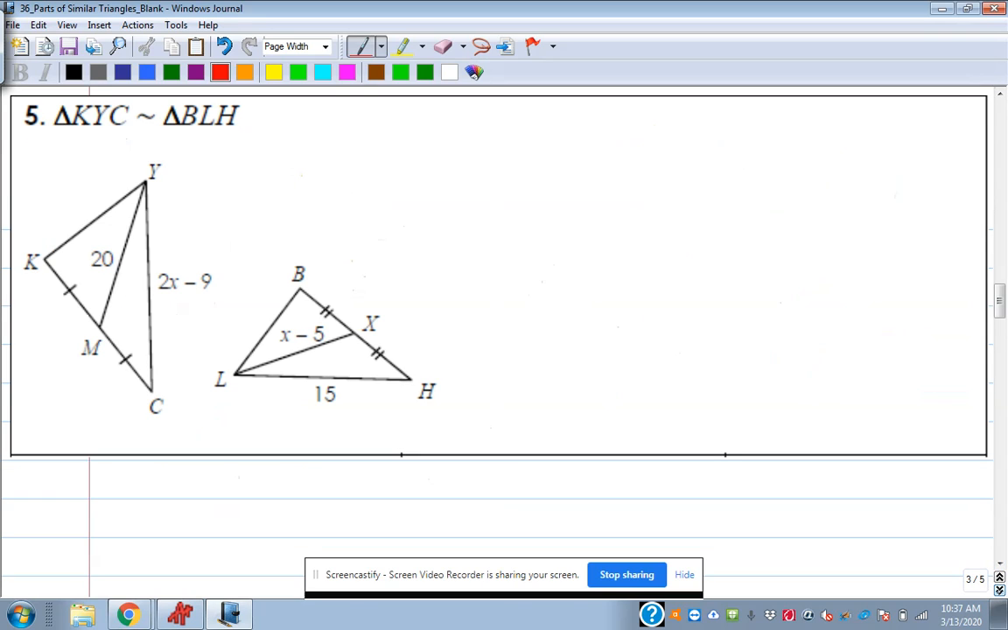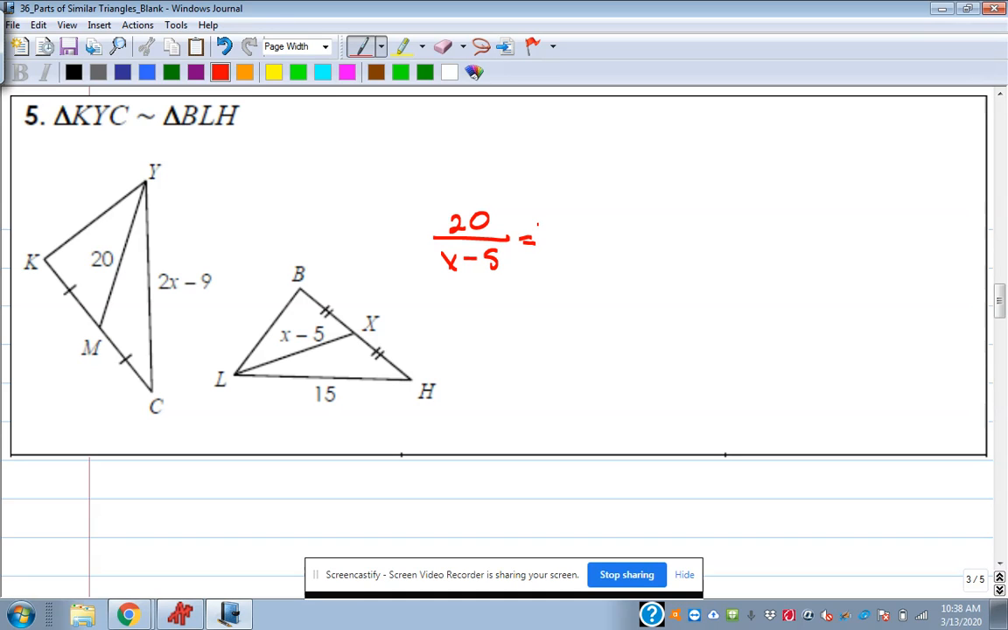All right. Number 5, do a little algebra. At least it's a little more interesting. What are those? Medians, yeah, because they're meeting at the midpoints of the opposite side. Set up a ratio here. 20 over x minus 5. Y'all put the x minus 5 in the bottom.